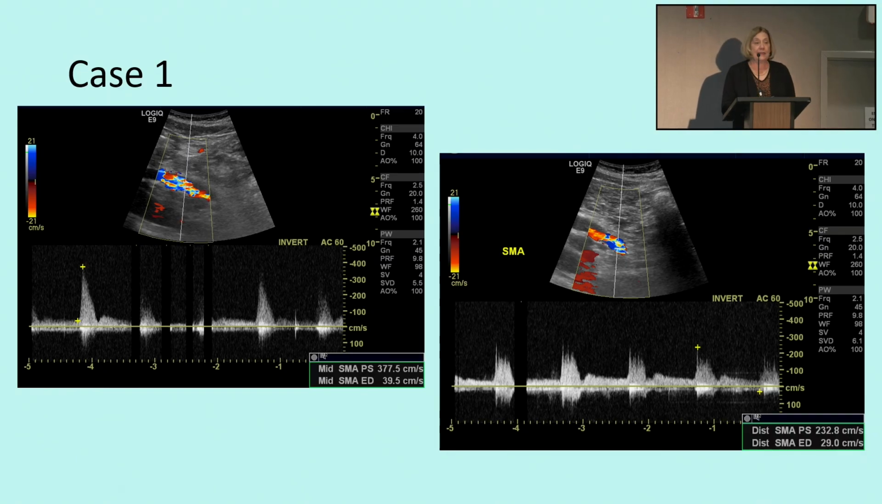So, what do we think about this? How unusual is it to have a mid-SMA stenosis? Anybody ever see one? Not at the origin? Don't see any takers? Okay.